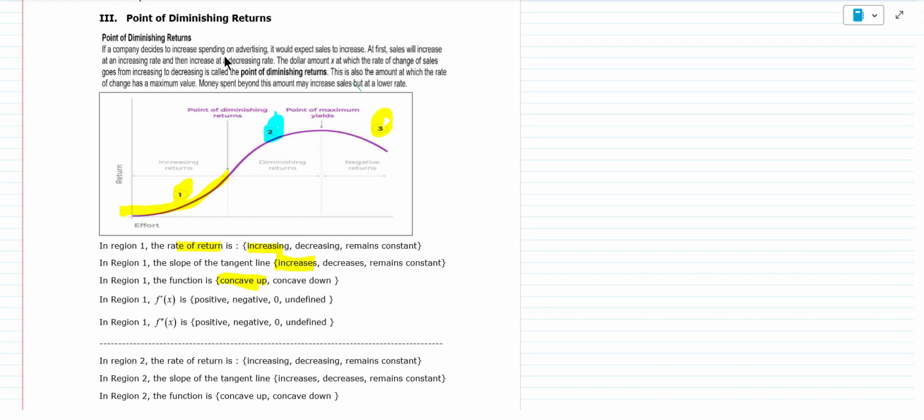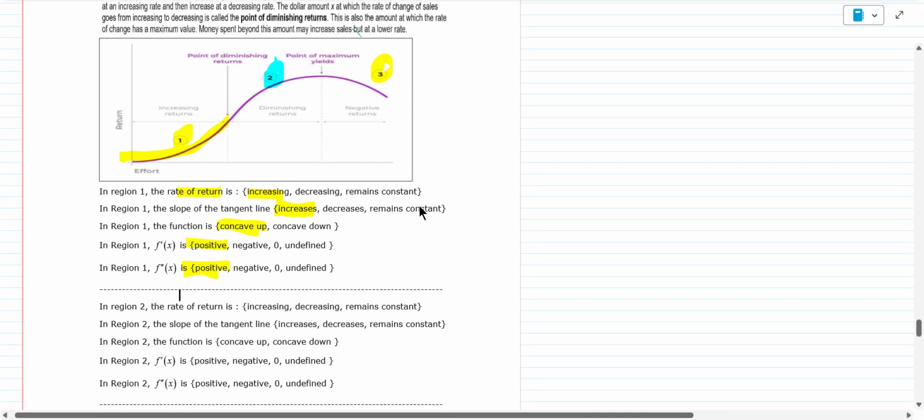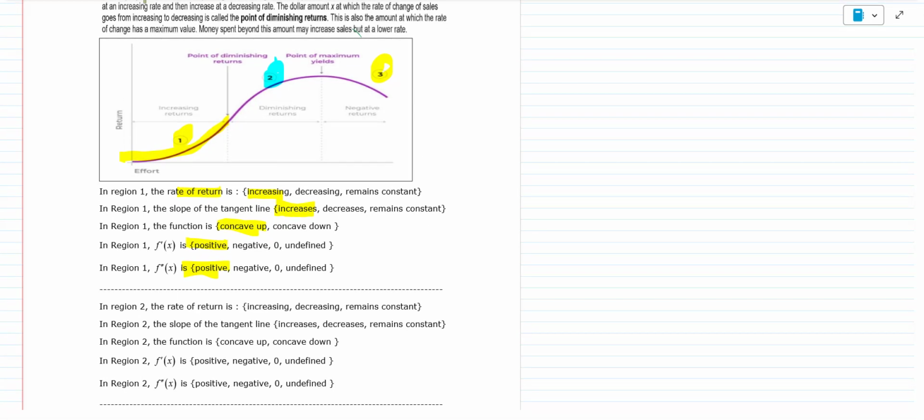So since we're increasing, what's the first derivative, positive or negative? Positive. What's the second derivative if you're concave up? Positive. So that's what you get in region 1: you're basically concave up and increasing. That's the key thing. Now what happens if we look at region 2?